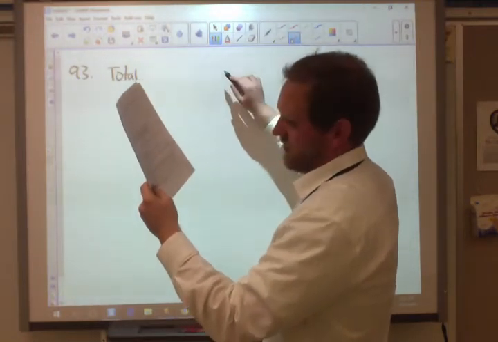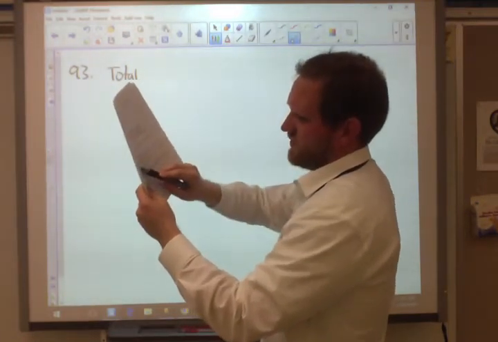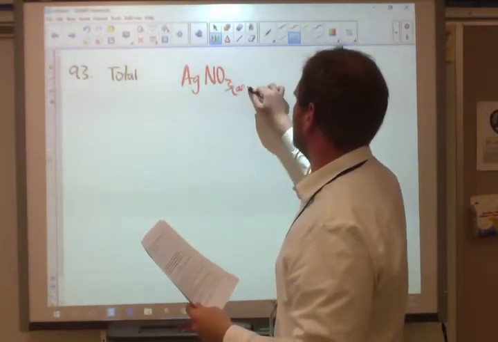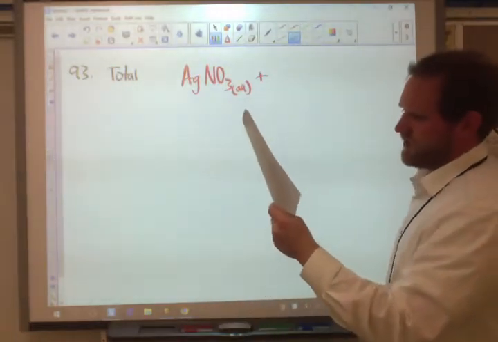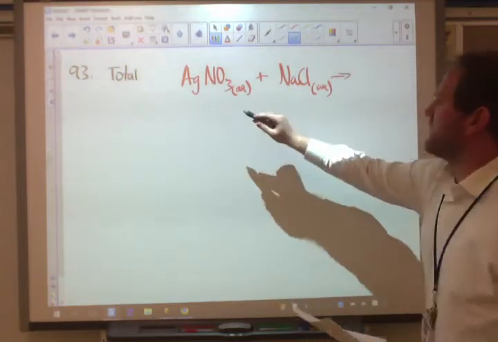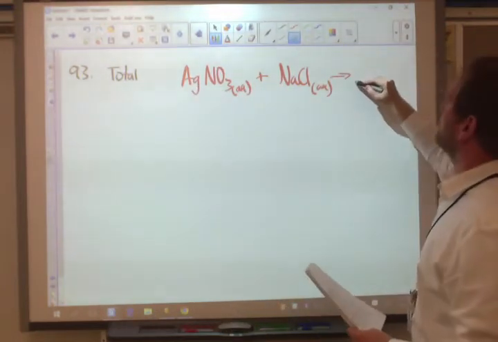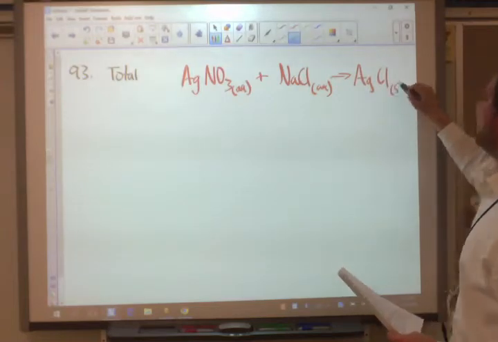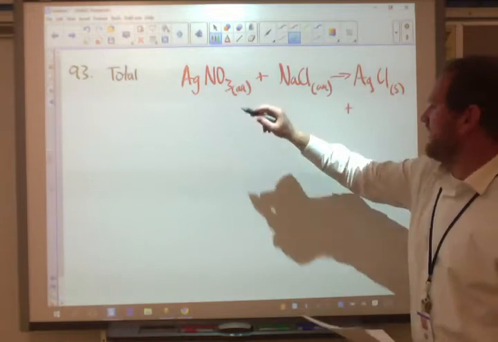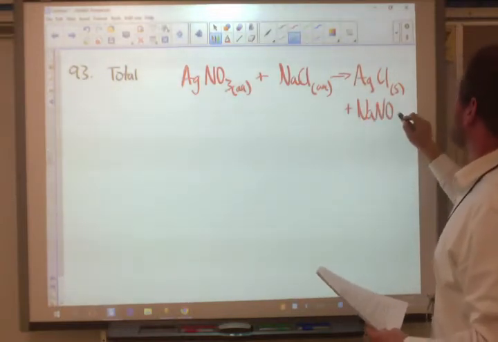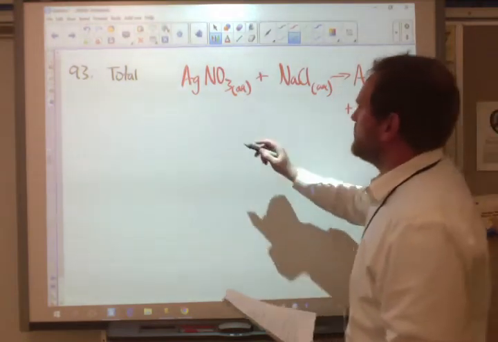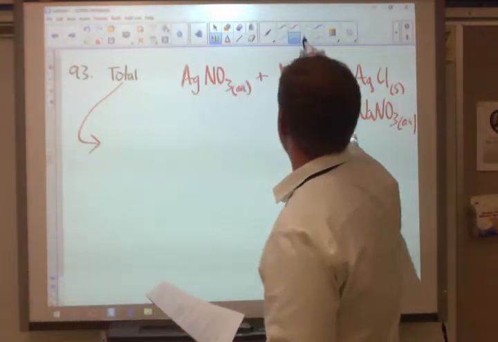So we're going to have silver nitrate, AgNO3. Because I told you it's a solution, it's aqueous. That's going to react with sodium chloride, which is aqueous. And so let's see, the silver is going to bond with the chlorine for AgCl, and that is a solid according to our solubility table, plus NaNO3, which is definitely going to be aqueous according to our solubility table. So here's going to be the total ionic equation.